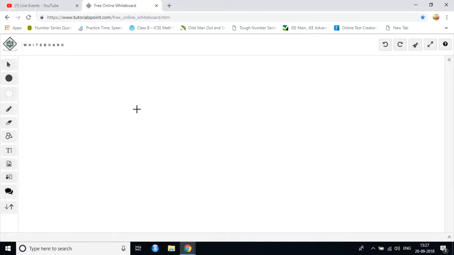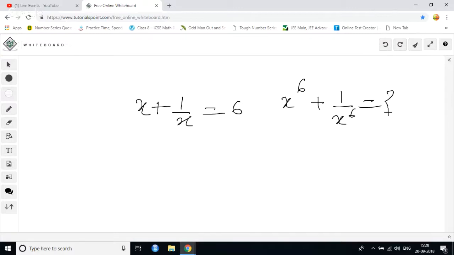Okay, so I'm taking a few questions from algebraic identities also. So my question is this, and you know these kinds of questions are my favorite. x plus 1 by x is equal to 6. What would be the value of x to the power 6 plus 1 by x to the power 6? How do you solve this kind of question?